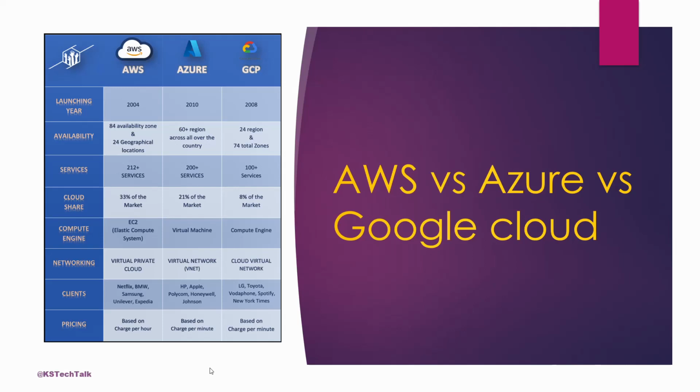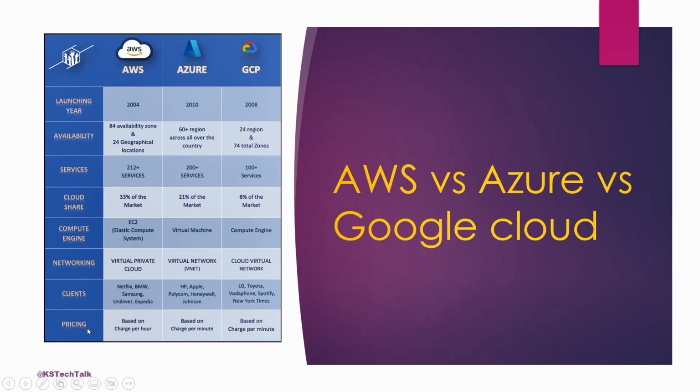And compute engine naming. In AWS we call it EC2, Elastic Compute Cloud instance, in Azure we call it virtual machine, and in GCP we call it compute engine. Same for networking: we call it Virtual Private Cloud in AWS, VNet or virtual network in Azure, and cloud virtual network in GCP. And what are the clients available? For AWS we have clients like Netflix, BMW, Samsung, Unilever, etc. For Azure we have HP, Apple, Polycom, Honeywell, Johnson, etc. And for GCP we have LG, Toyota, Vodafone, Spotify, etc.